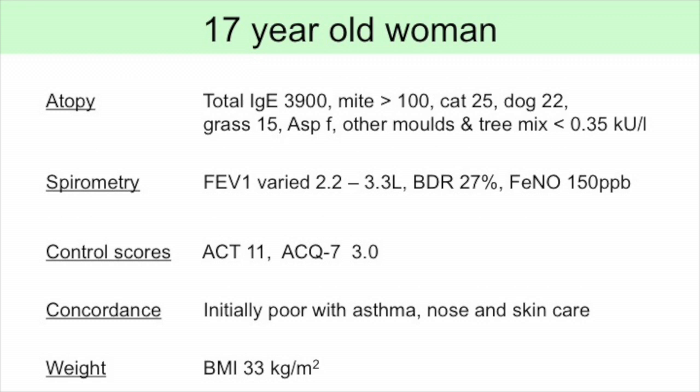These are her numbers. You can see that she's highly atopic. Total IgE count really high for our population, and a population that doesn't have a lot of parasite infection. Nearly 4,000 with very high levels of allergy to mite, cat, dog, grass, and all the others. We use these control scores which show poor asthma control. She's also overweight, and that's a difference between the asthma studies that we see in Africa and the asthma studies that we see in the higher income countries. Okay, so that's what it looks like.